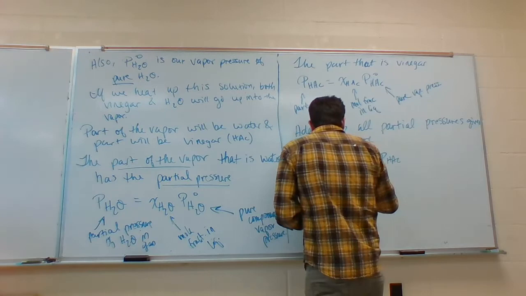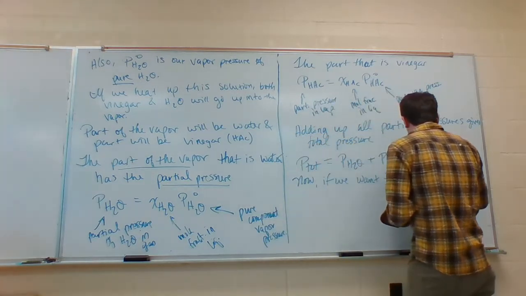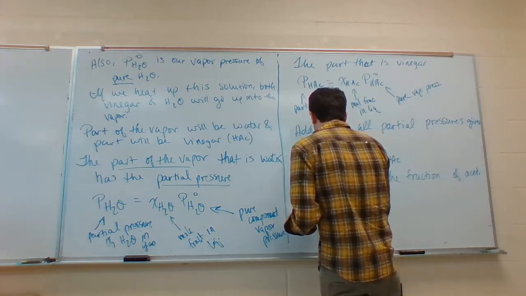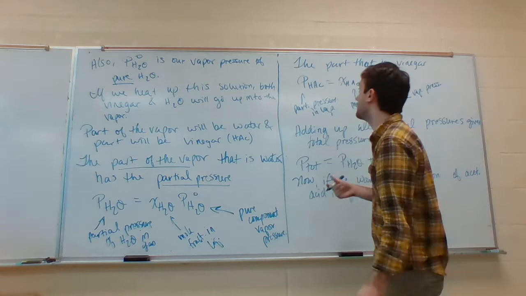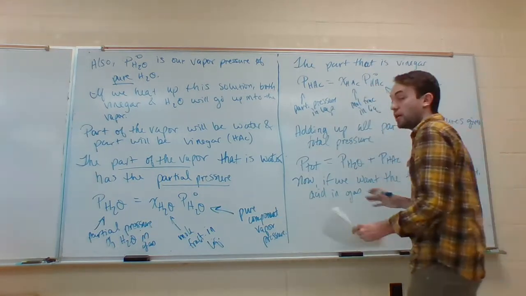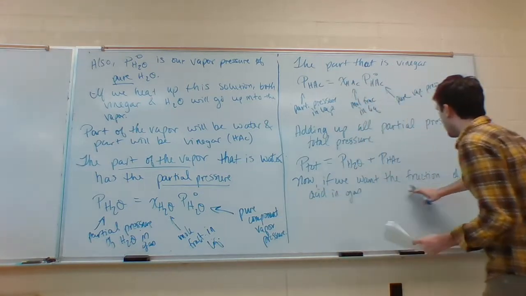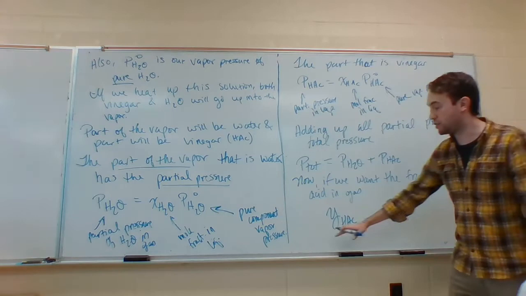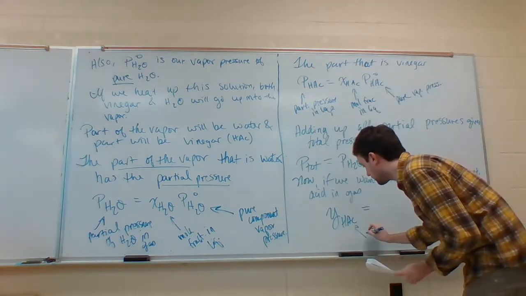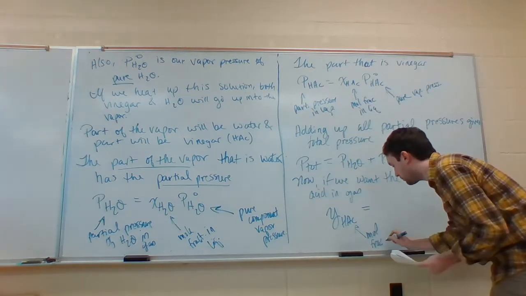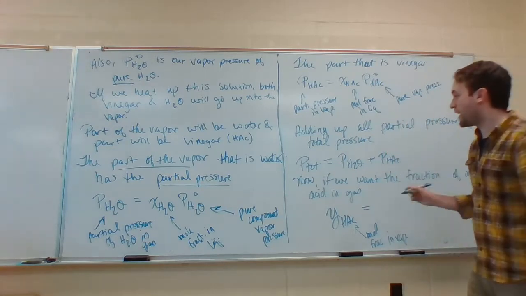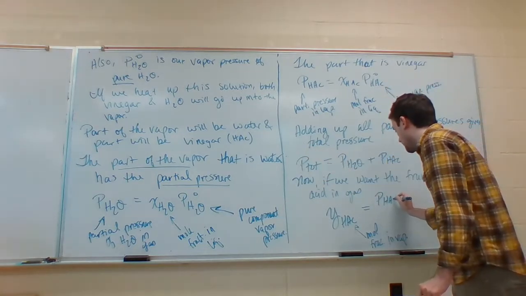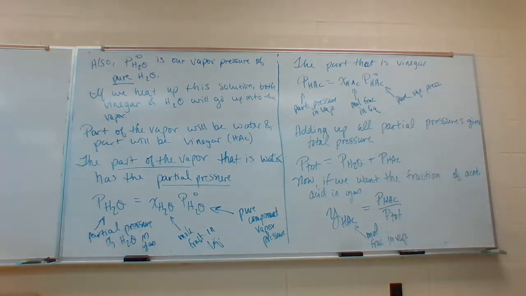Now, if we want the fraction of acetic acid in the gas, right? We know the fraction of acetic acid in the liquid, but if we want to know the fraction in the gas, and trust me, they're not always the same number, we're going to say that we have Y HAC. Okay, that's our mole fraction in the vapor. Again, Y denotes the mole fraction in the vapor. And that's going to be the partial pressure in the gas over our total pressure in the gas. So P HAC over P total. Okay?